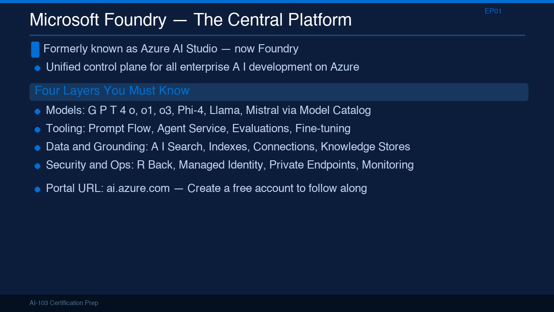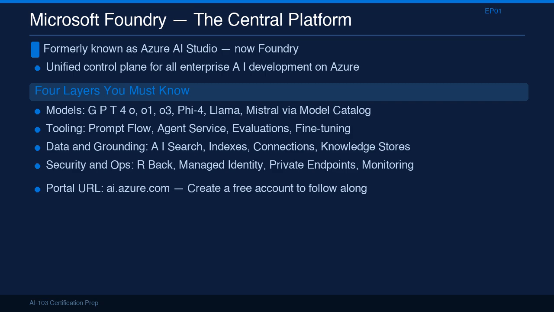Microsoft Foundry, previously known as Azure AI Studio, is the central platform you need to understand for AI-103. Think of it as the unified control plane for all enterprise AI development on Azure. At the foundation, you have the model catalog with hundreds of models including Microsoft's own GPT-4o and o1 through Azure OpenAI, plus open source models like Llama and Mistral. On top of that, Foundry provides tooling for building agents using the agent service, creating orchestration flows with prompt flow, and running evaluations on your AI outputs.